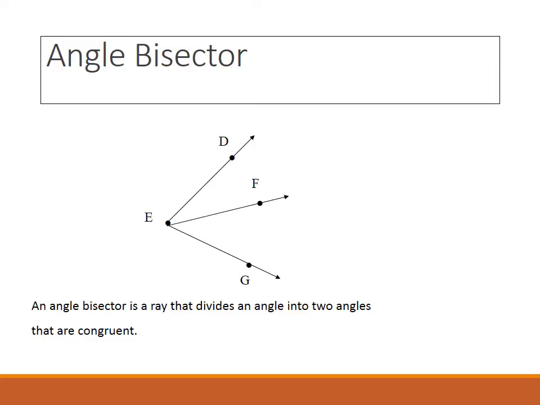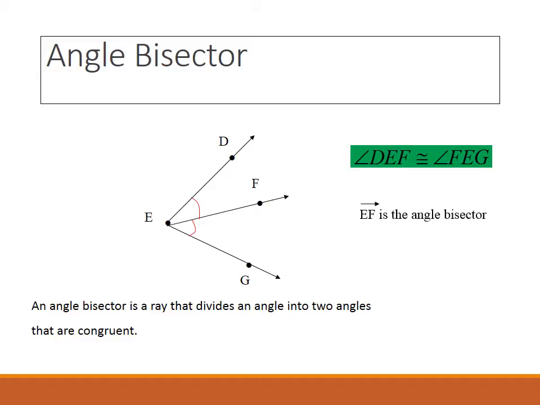Angle bisector is just like the segment bisector, but it's a ray that bisects the angle. It divides it into 2 congruent angles. So angle DEF is congruent to angle FEG. If that's so, then we know that EF is a ray, and angle DEF is congruent to FEG. And I'm sorry, EF is an angle bisector.